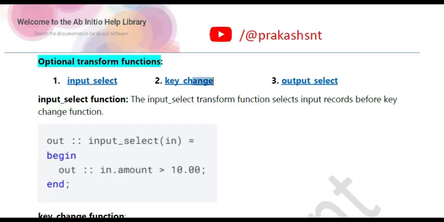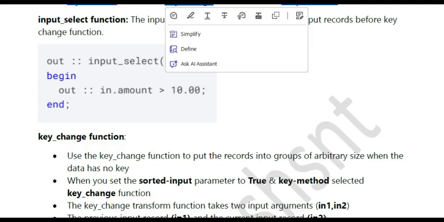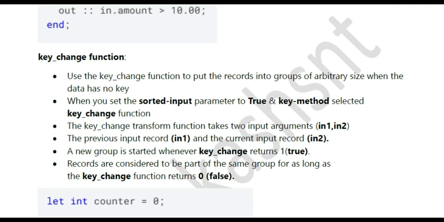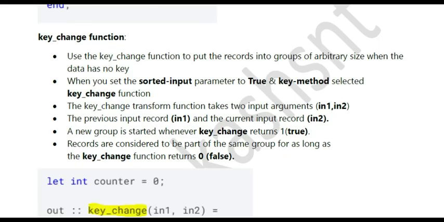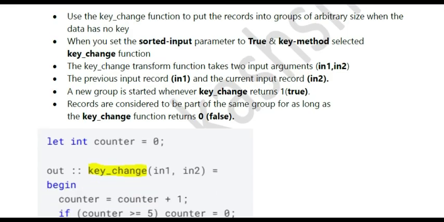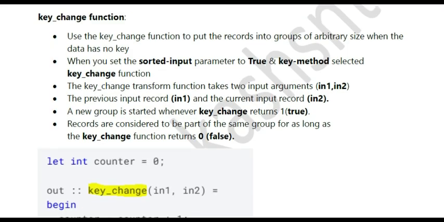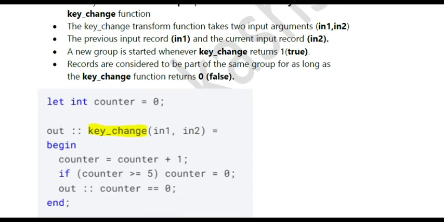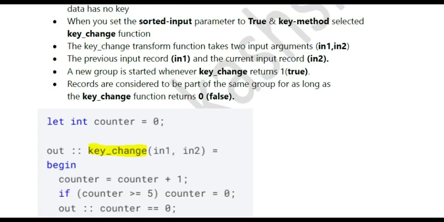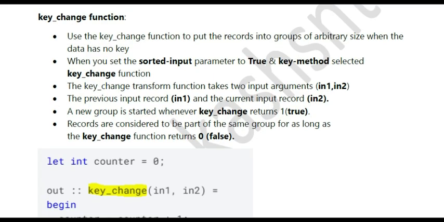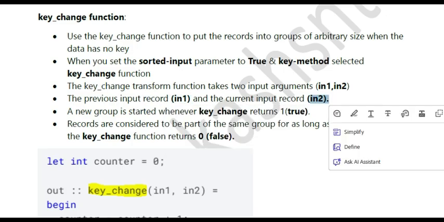Next we will discuss key change functions. As we discussed earlier in this video about the key method, if you specify a key change function, then it will be called. At a high level, here is one example. The key change function holds two arguments, in0 and in1. in0 is your previous record, but in1 will be your current record.